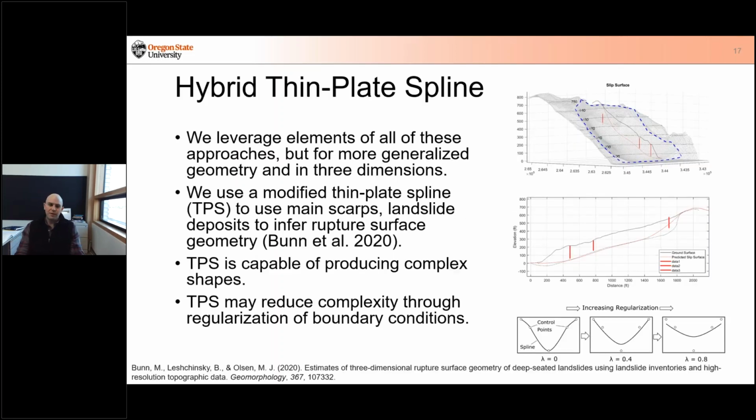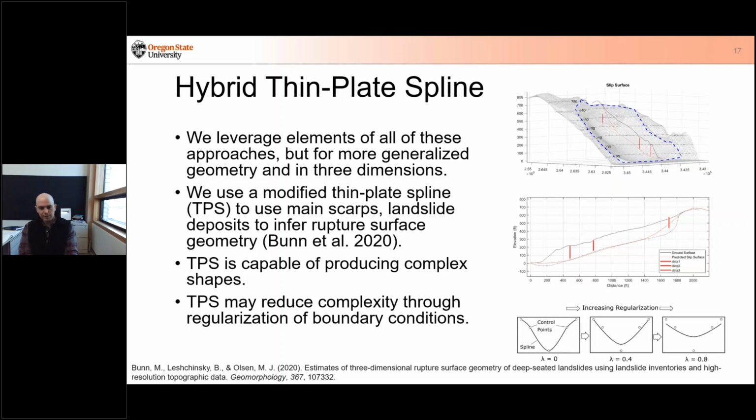So what we do is we develop the spline method called the hybrid thin plate spline, where we leverage elements of most of these approaches, particularly the first and third one. But we use it for more generalized geometry, and we do it in 3 dimensions. So what this does is we take a headscarp. The headscarp is a daylighted failure surface. We use the landslide deposits as a boundary, particularly the outer part of the landslide deposits. And we use this technique to fit them with the projection of the headscarp and the surrounding terrain.